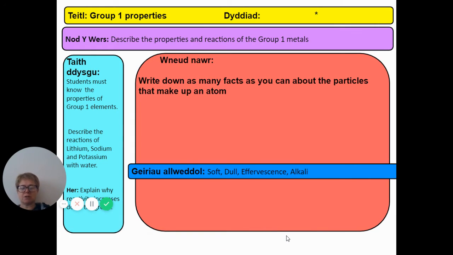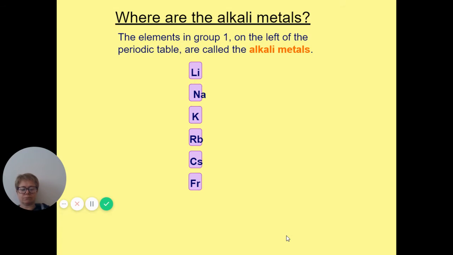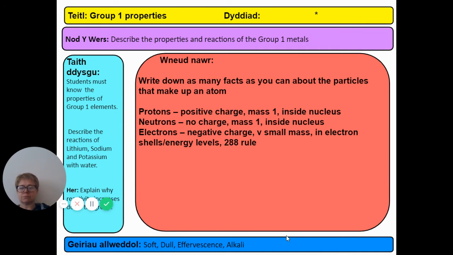Okay, I'm going to move us on to the answers for the do now task. So, protons: you might have said they have a positive charge, a mass of 1, and they're found inside the nucleus. Neutrons have no charge, a mass of 1, and they're also found inside the nucleus. Electrons are negatively charged. They've got a very small mass. You might have written 1 over 2,000 as being the mass of an electron. And they're found in the electron shells or energy levels orbiting the nucleus.